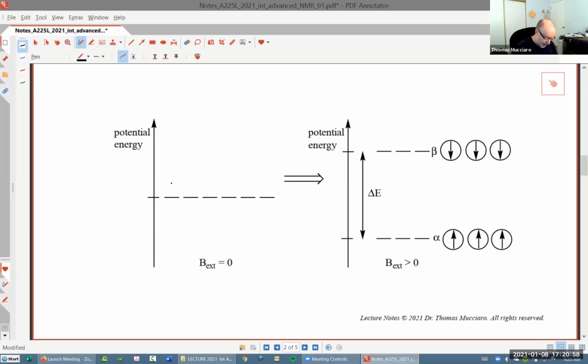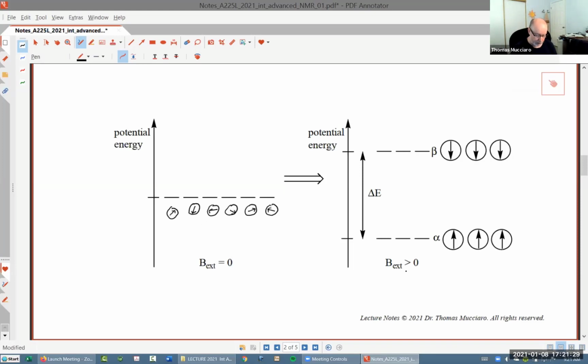So let me just show you. We had all those magnetic fields pointing in various directions. I don't know if I got all the directions or whatever, right? So when there was no magnetic field, we had all those nuclei. Each nucleus points in a different direction, but they're all at the same potential energy.